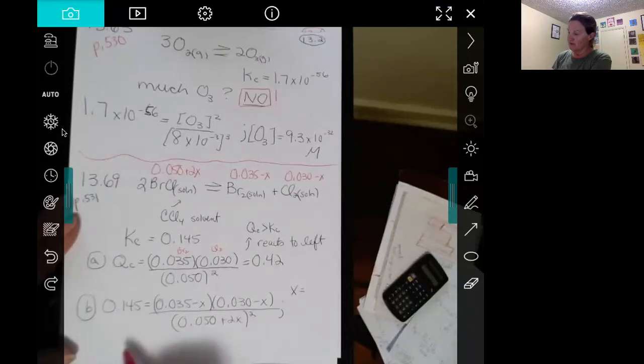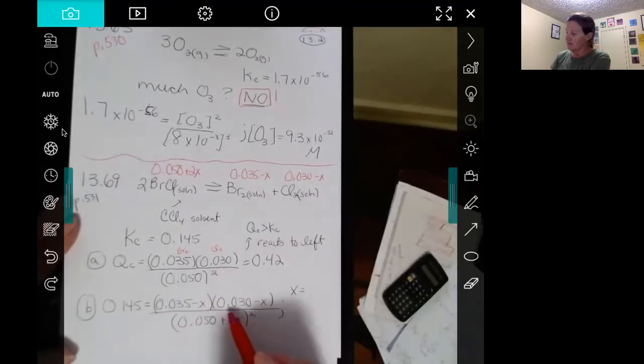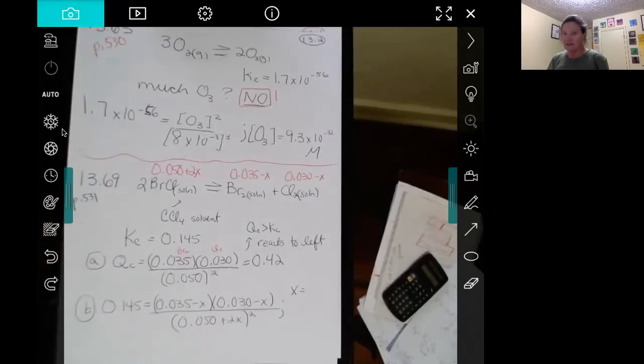So the equation I have to solve is 0.035 minus x times 0.030 minus x divided by 0.050 plus 2x, squared. And I have to solve for x in that equation. So let's just go ahead and jump to Mathematica and solve it in Mathematica, just so we continue to practice that. So in Mathematica, I'm going to say Solve, starting with a capital letter and square brackets.